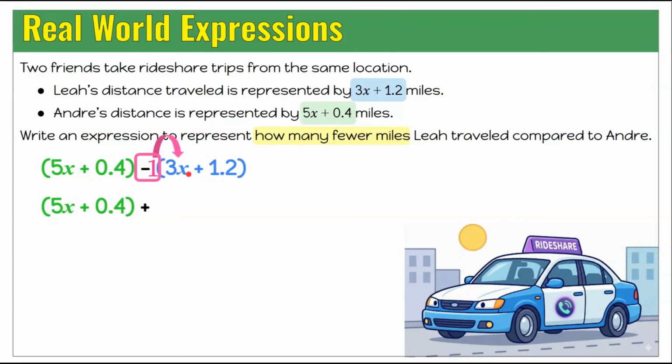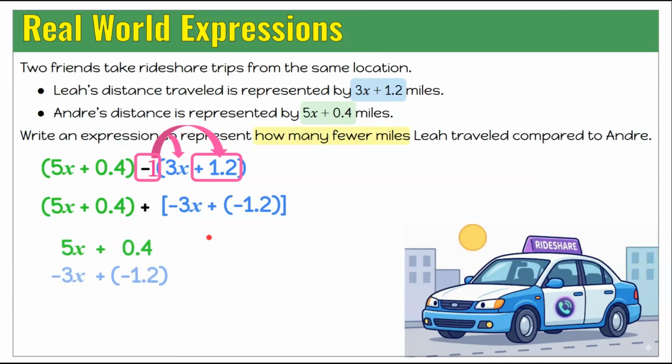-1 multiplied by 3x is -3x. -1 multiplied by +1.2 is -1.2. Let's stack our expressions to stack our like terms, and we're going to add. We have our variable terms and our constant terms. 5x and negative 3x are 2x.